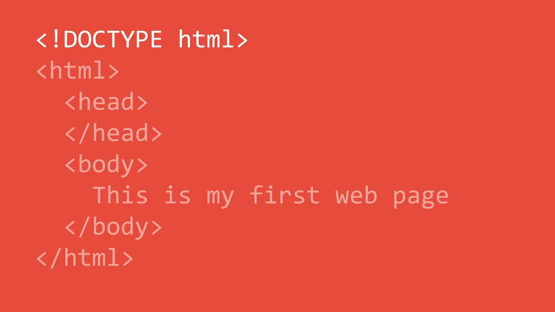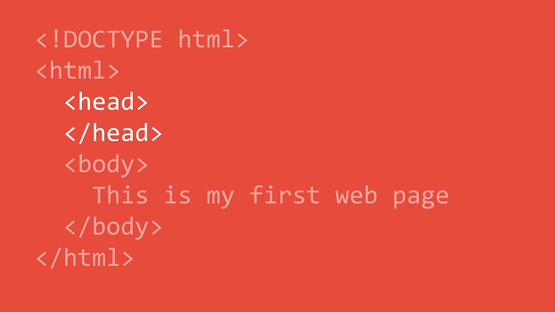The next element is the HTML element. This element tells the browser that all the code inside the HTML element is HTML. This tag should contain everything inside of your HTML file except the doc type and should come after the doc type. The head element is the next element and is technically optional.